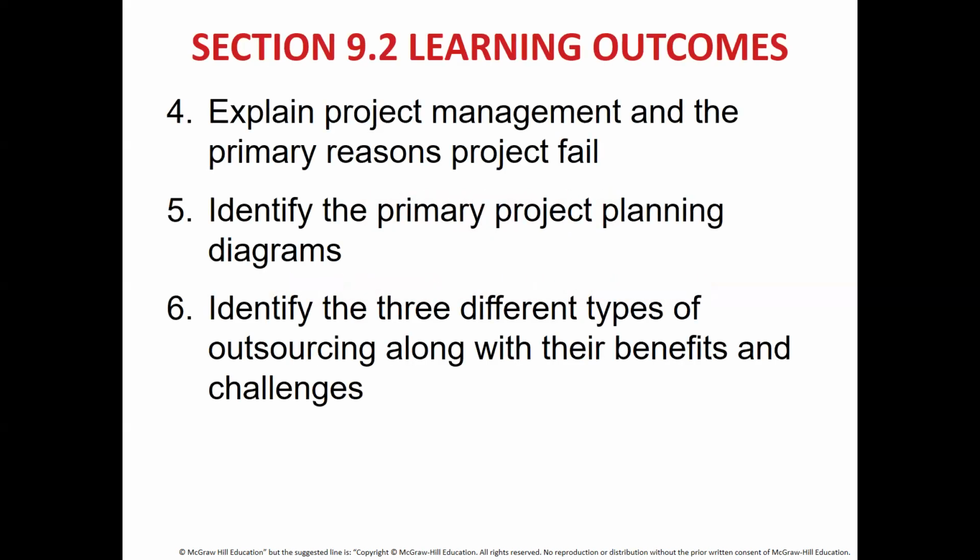Okay, so for section 9.3, the fourth learning outcome for the lecture is to explain project management and the primary reasons projects fail, and identify the primary project planning diagrams. We've talked about it: it's PERT charts and Gantt charts. And they can identify the three different types of outsourcing along with their benefits and challenges. So onshore, nearshore, and offshore. Those are the three different types of outsourcing.